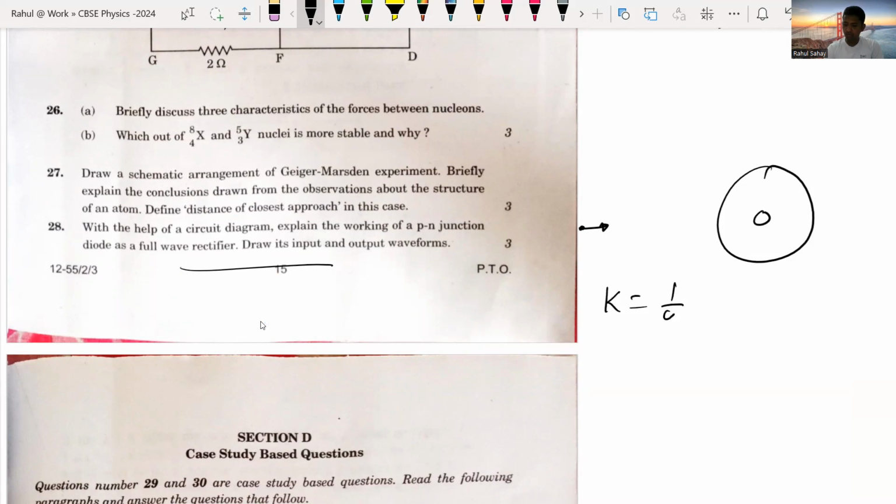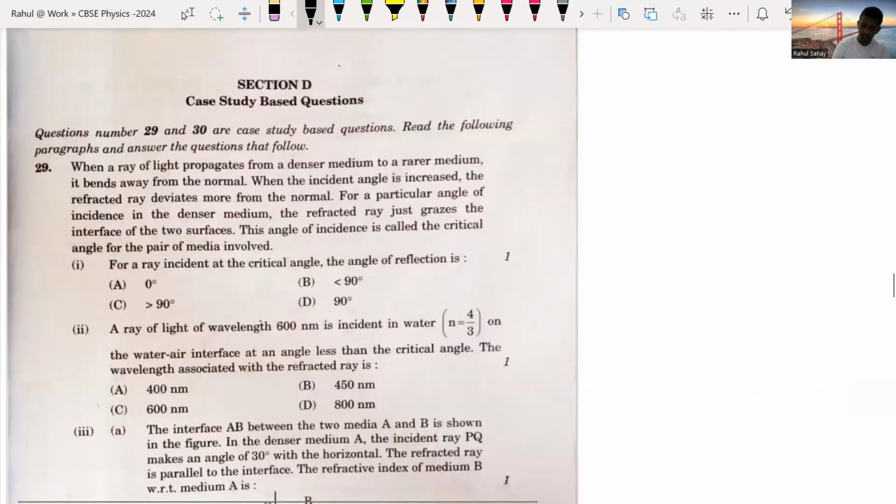So full wave rectifier, closed approach, gold experiment. It's all theory based questions. This is also simple. Then we have a nucleus and one alpha particle, so K is equal to 1 by 4 epsilon naught into Ze into 2e by r. And then for the rectifier, diagram questions. Coming to the case-based study.